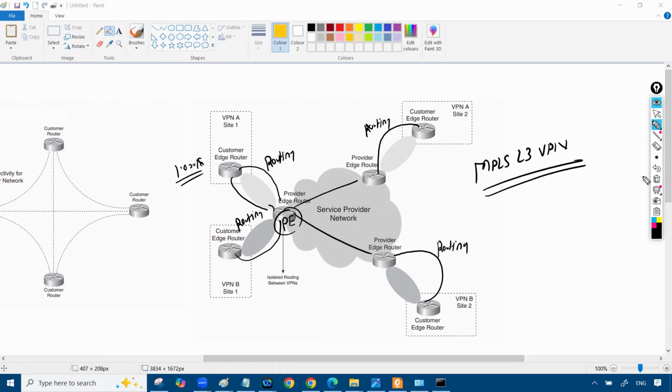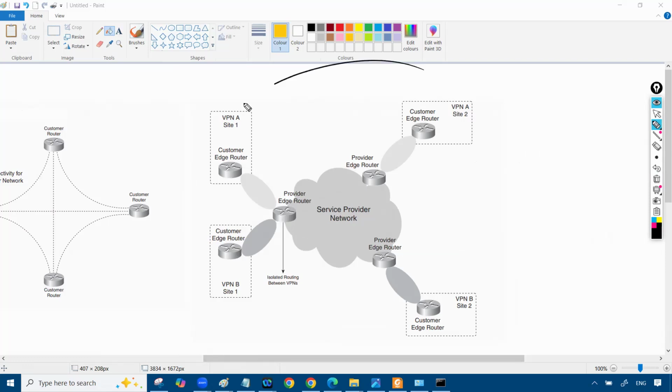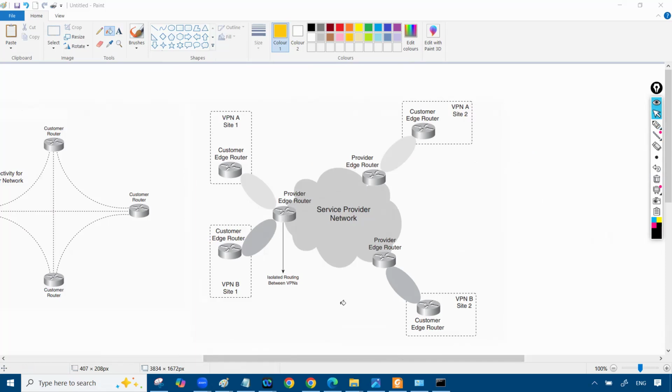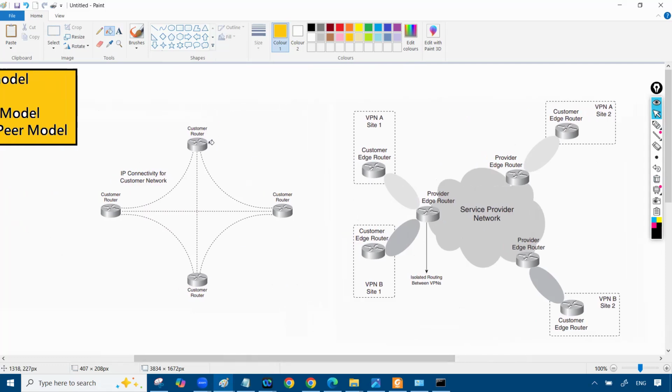Now, the question is which one is the better solution? The best solution is, of course, the peer-to-peer model, because it gives you an amazing level of scalability that you don't have in the overlay model. In this model, if you remove a site or add a site, it is not going to impact the other branches or other site networks. But in the overlay model, if you remove any site or add any site, it is going to impact the other branches as well. And that's why MPLS L3 VPN uses the peer-to-peer model, not the overlay model.